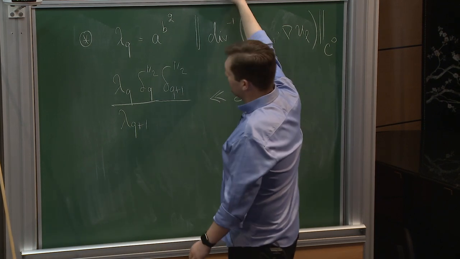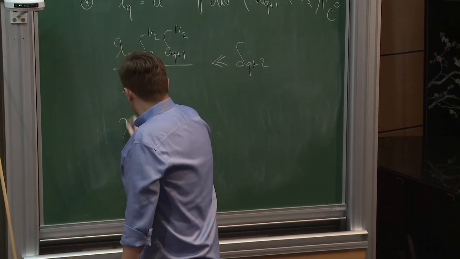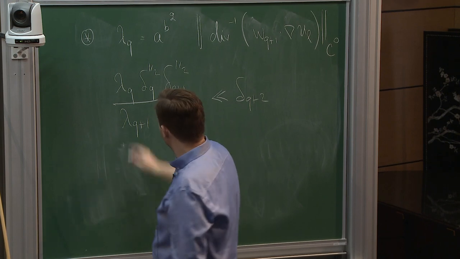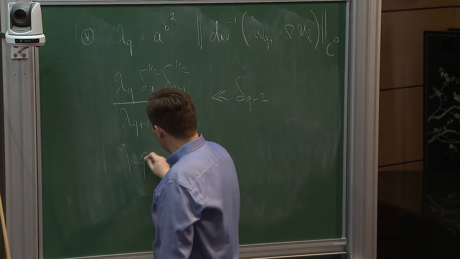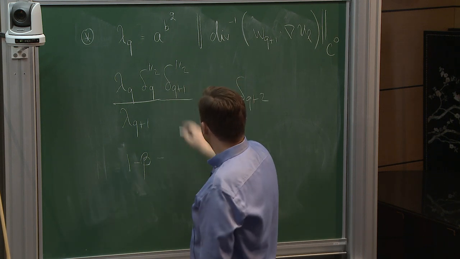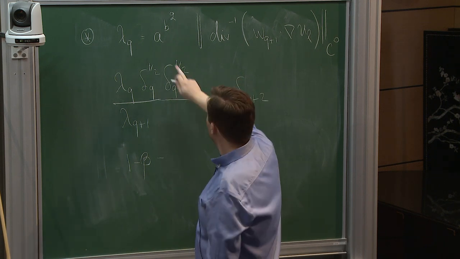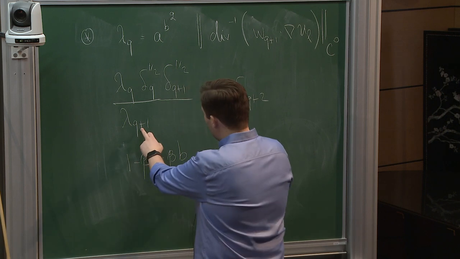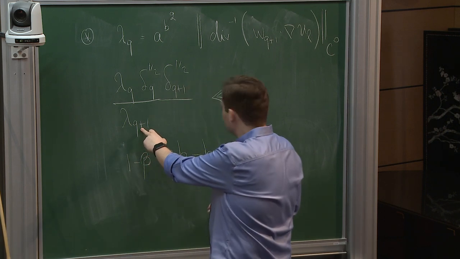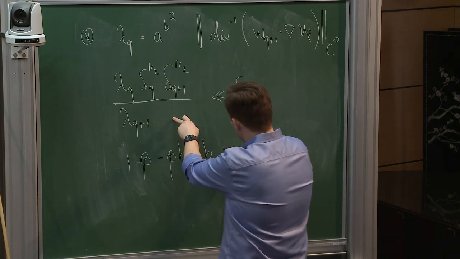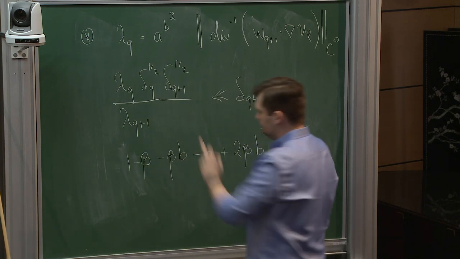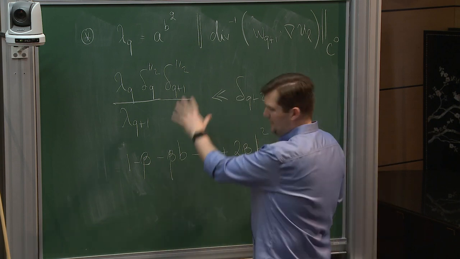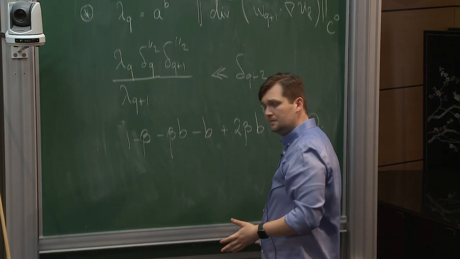So let's write this down, just because I think it's nice to see. So this will be lambda q. I'll write everything in terms of base lambda q. So let me just write the exponent. So I have exponent 1 minus beta, minus beta times b, because remember, to go from q to q plus 1, it's multiplied by b, minus b, and then I'm putting this on the other side, plus 2 beta b squared. And I would like this to be negative. This is the exponent of lambda q in this expression. If this is negative, I'm done.